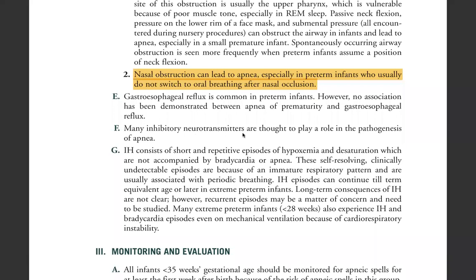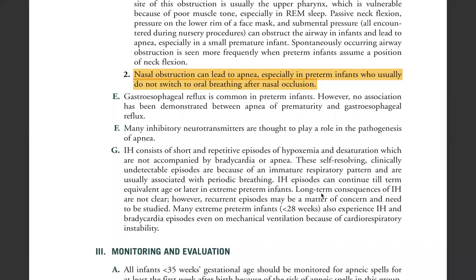Many inhibitory neurotransmitters also play a role in pathogenesis. And then is intermittent hypoxic episodes. Some babies will be chronically hypoxic. They will be desaturating, but they are self-resolving. You need not stimulate the baby. 87, 84, 83%, they will come down and then go back to their original saturation above 90. This is because of the immature respiratory pattern and periodic breathing. These are very common in preterms and usually continue till term equivalent age or late preterm ages.